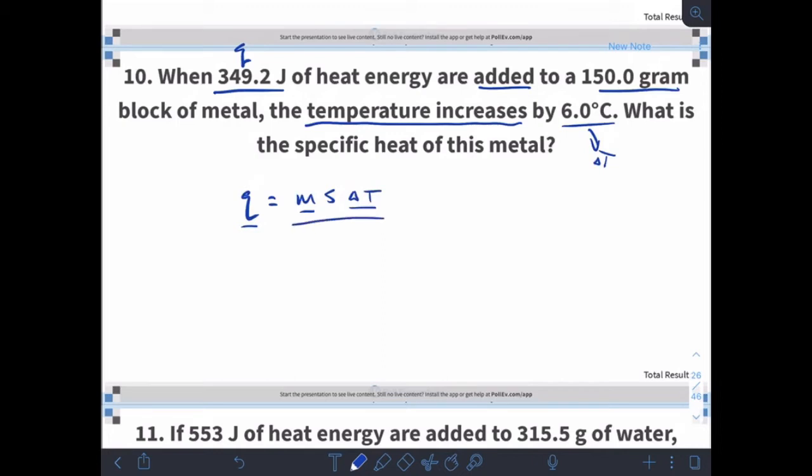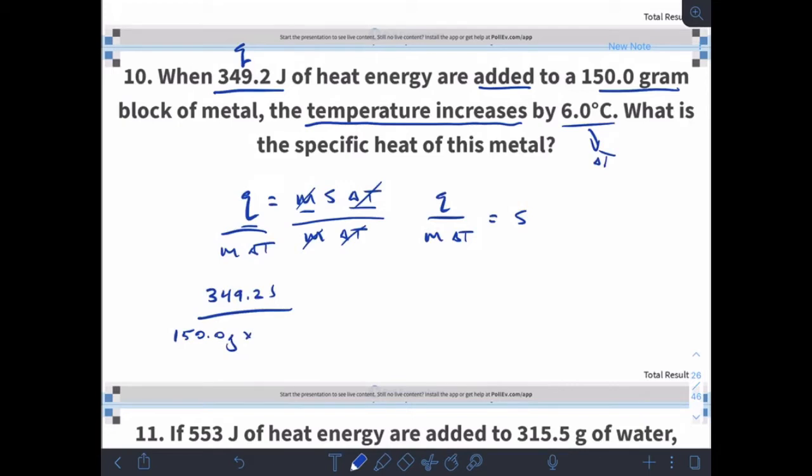So let's rearrange to get S by itself. I'm going to divide both sides by m delta T. So my m's will cancel out and my delta T's will cancel out. So Q over m delta T equals S. My Q was 349.2 joules divided by my mass, which was 150 grams, times my delta T, which was 6 degrees.